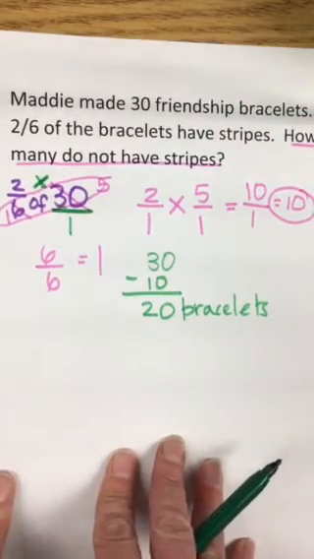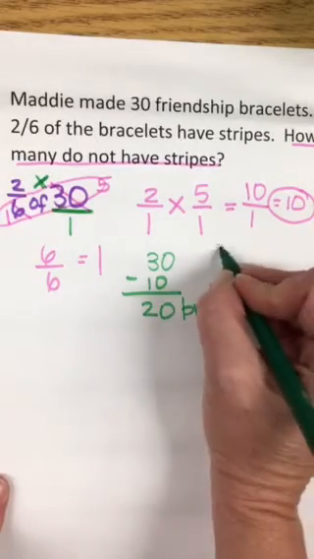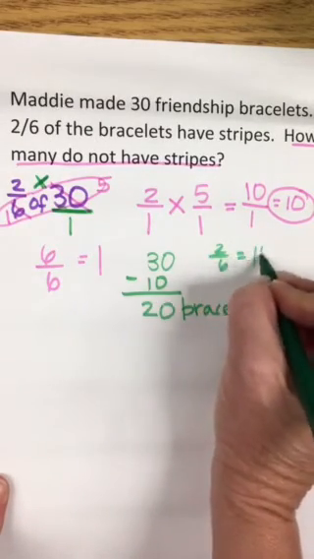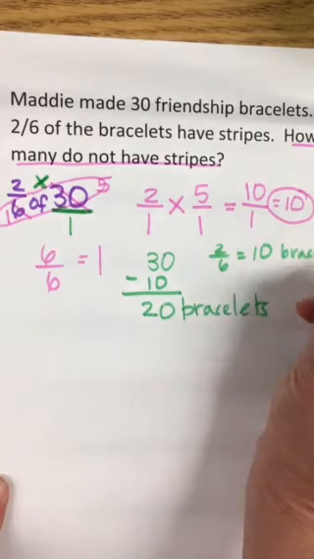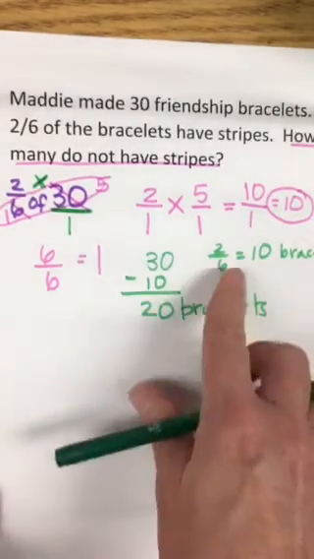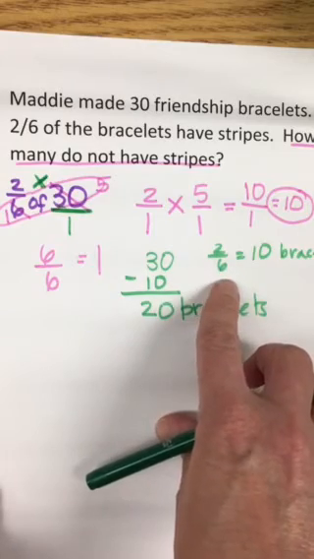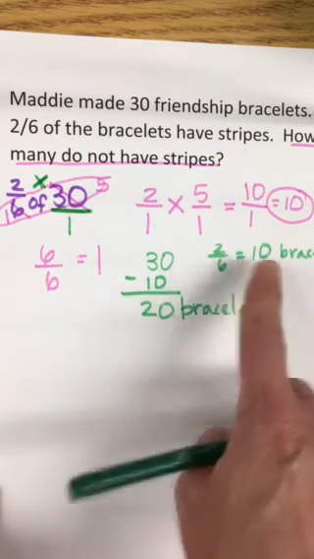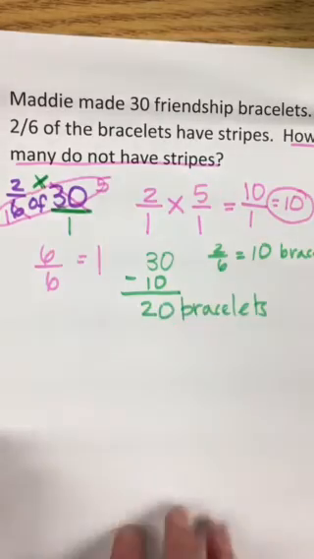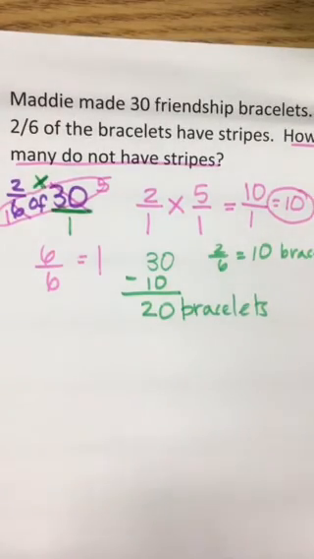Another way we could think of it is, if 2/6 equals 10 bracelets, then we could think that there's 4/6 left, so double the 10 bracelets, right? 10 plus 10 gives me 20 bracelets. So however you think about it, however it works for you, there we go. Another question out of the way.